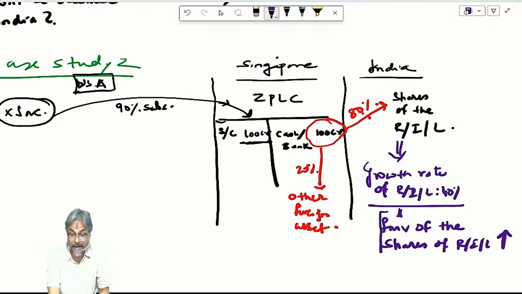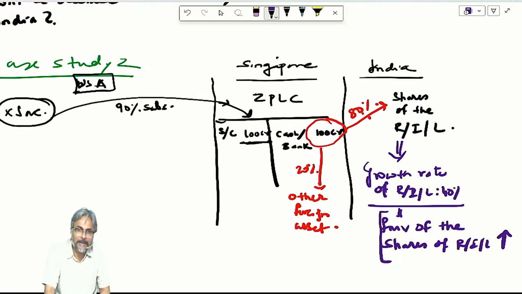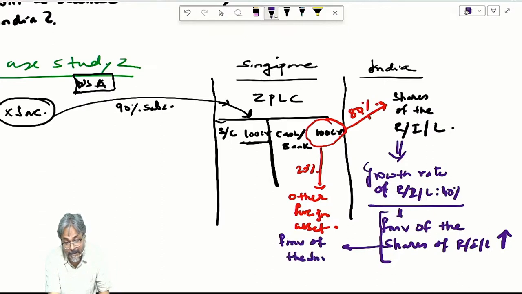Now let's see the ripple effect. What is the ripple effect? The ripple that is created when you throw a stone on a still river. See the ripple effect over here. With the shares of RIL in the market going up and up, it will have an impact on what? The fair market value of the investment. Investment of ZPLC will also go up. Isn't it? All of you agree on this one?